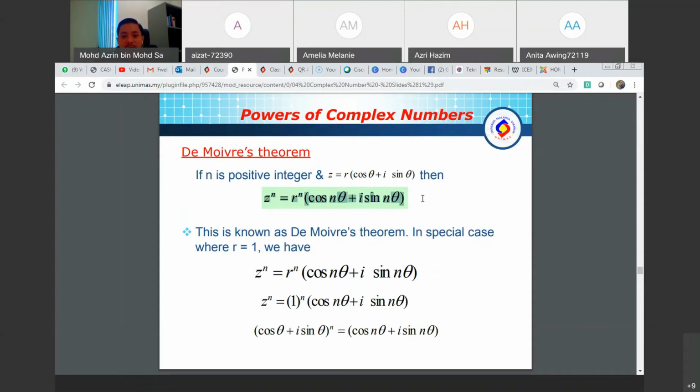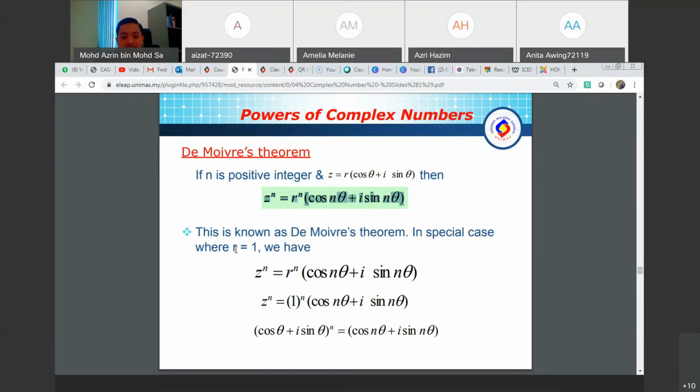So in terms of polar form, complex polar forms, any, tak kisahlah dia kuasa 2 ke kuasa 3 ke, dan integer ni must be positive lah, dia tak boleh jadi Z kuasa negatif 4. Dia mesti Z kuasa 5 equal to R power of 5, cos 5 theta plus i sin 5 theta, contoh. So this is known as the De Moivre's theorem.